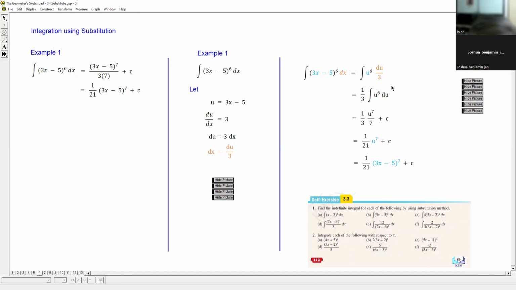Dx becomes du over 3? Correct. How to get this? Dx becomes du over 3 from here. That's why after differentiating here, you have to separate the du and dx. After separating them, you make dx the subject of the formula. Any more question? No. So this one can, right?